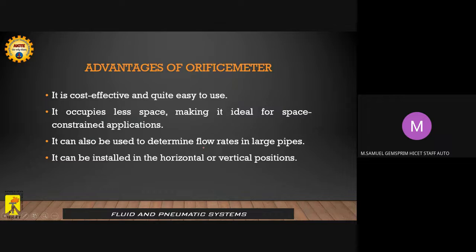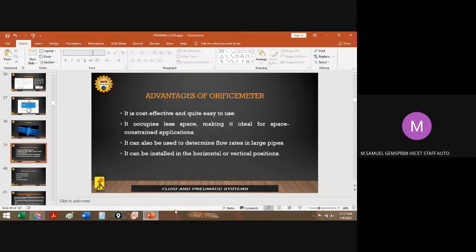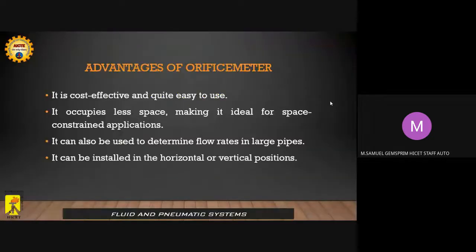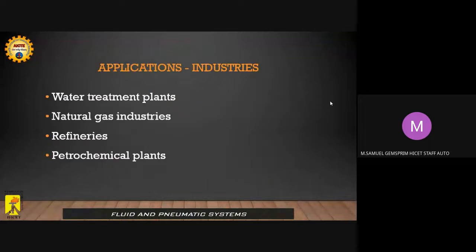So some advantages are it is cost effective and quite easy to use. Then it occupies lesser space. So it is very easy to work in constrained applications, and it can be used to find out the flow rates of larger pipes even. Then it can be installed in horizontal or vertical positions. And some applications are it is used in water treatment plants, natural gas industries, refineries, or petrochemical plants.